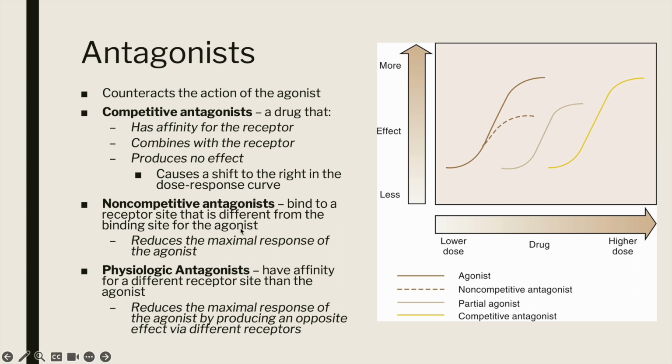Now we've got non-competitive antagonists. These bind to a receptor site that is different from the binding site of the agonist. These ones reduce the maximal response of the agonist, which is seen here in this dotted brown line. They bind to different receptor sites, and they reduce the overall effect of the drug. So your agonist was up here, producing a high effect. Now that you have a non-competitive antagonist in the mix, it's reducing the overall effect.